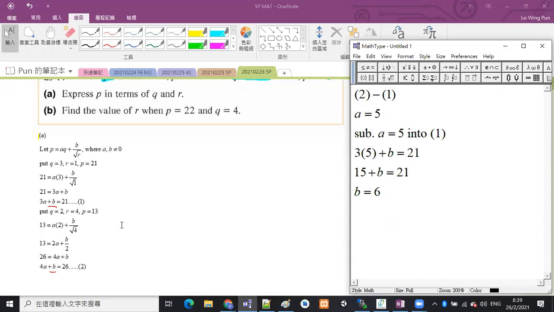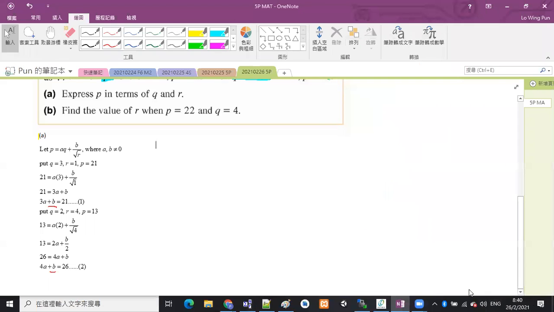Okay, after finding out the values of A and B, we write down the complete information of the equation. That is P equals, that is the first equation we let here, okay? But with the A being replaced by the number 5, Q plus the B being 6 over square root of R. Okay, that is the answer of part A.